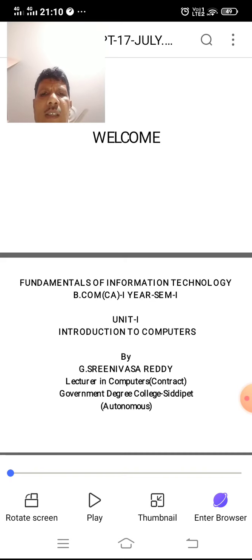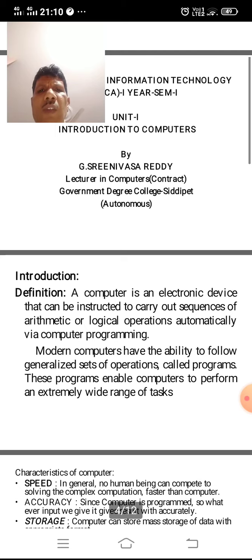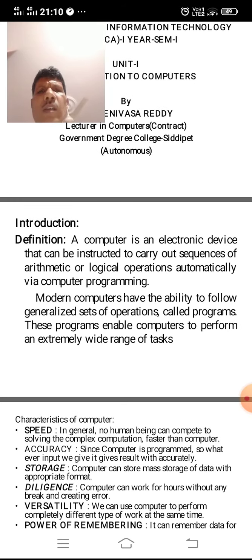Here is the discussion about the fundamentals, or introduction, of the computer. The computer definition is that a computer is an electronic device that can be instructed to carry out sequences of arithmetic and logical operations automatically via computer programming. Modern computers have the ability to follow generalized sets of operations called programs. These programs enable computers to perform an extremely wide range of tasks.